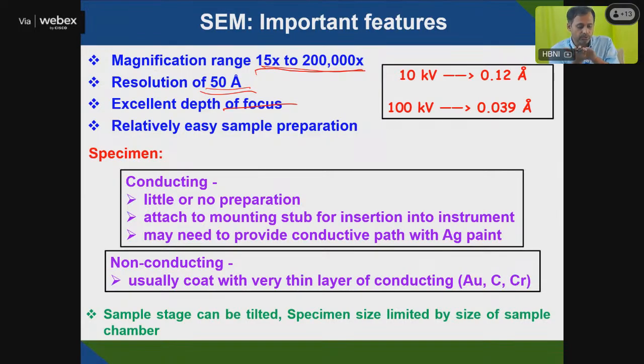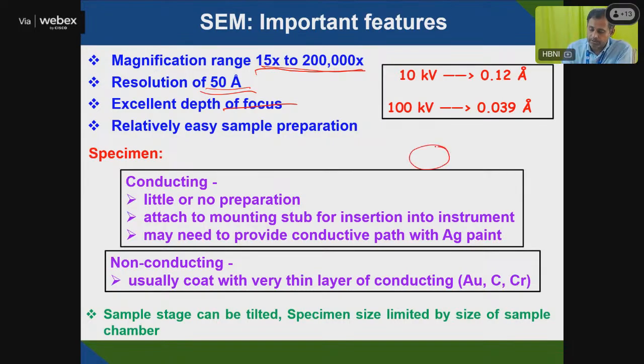You will get a white, noisy signal. That is mainly due to the charging effect. So if you have a conducting sample, little or no preparation is required. You can directly attach your sample to the brass stub, like in SEM.